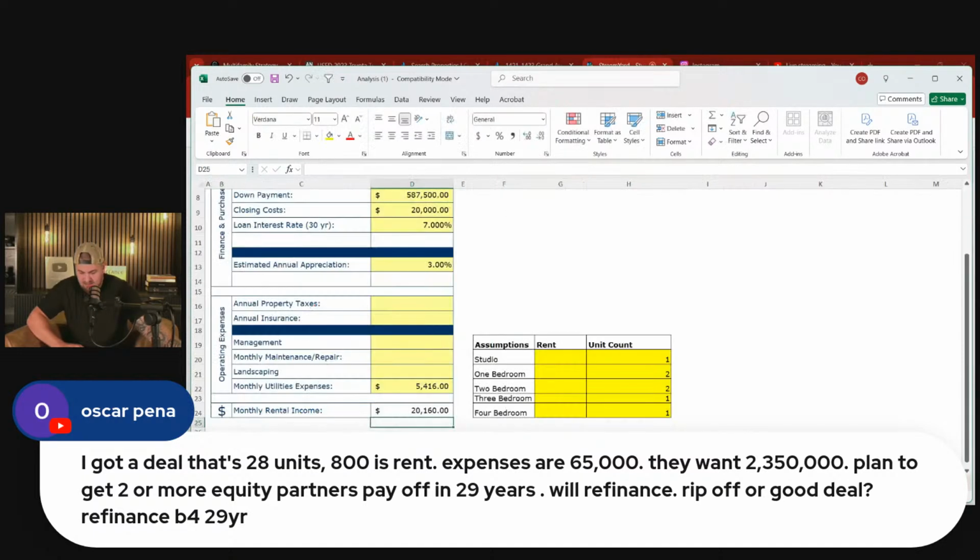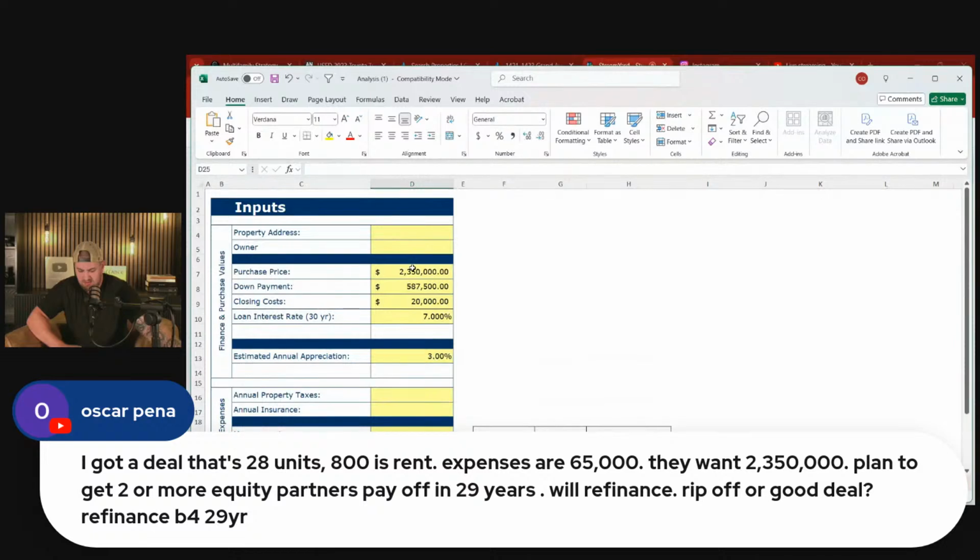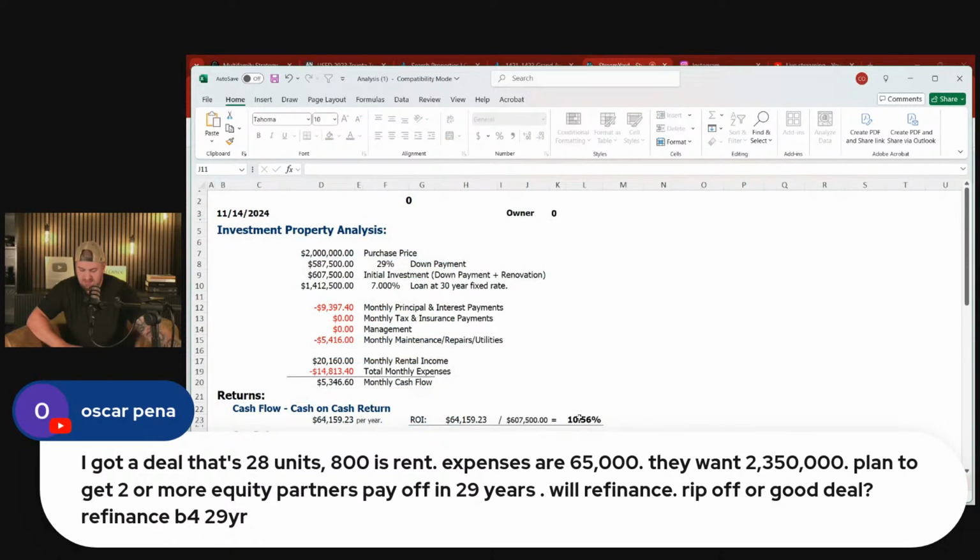I'm gonna guess, no surprise, you'd probably like it more at 2 million, but let me just see what happens at 2 million. Yep. I like it better at 2 million. I like it a lot better at 2 million. More interested in 2 million. But it's not a bad deal. It's not a great deal, based on the inputs that we have.